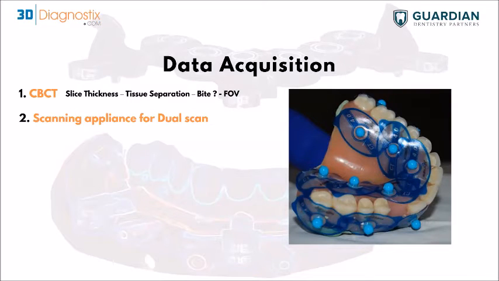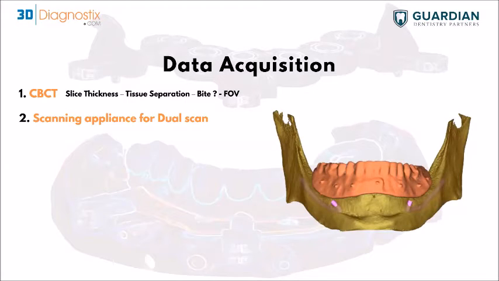That same denture with the same markers is going to be used to stitch both scans together, and this would be the final product. From then, we can proceed with our restorative-driven implant planning.